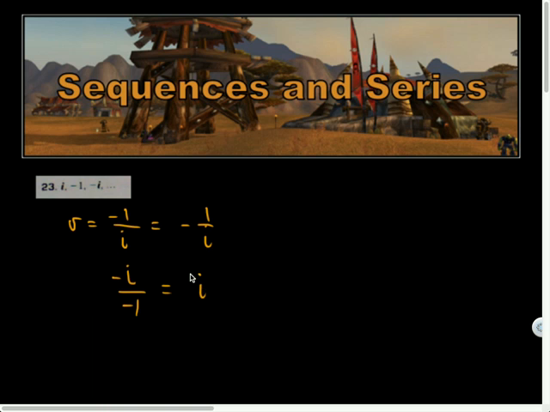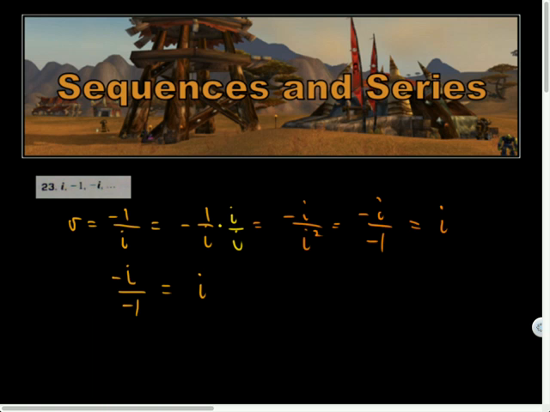But if you did i squared over i, you could just cancel out. If you multiply by i over i on this one, to get the i out of the denominator, you'd have negative i over i times i, which is i squared, so negative i over i squared is negative i over negative 1, and you'd end up getting i eventually anyway. So this is an example of which two consecutive terms you choose can save you a lot of work in finding out the common ratio.